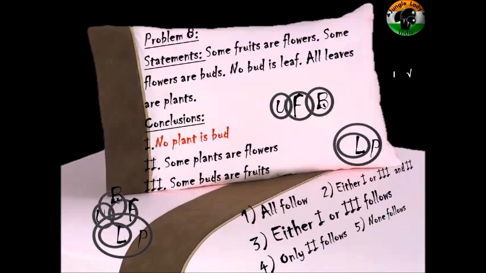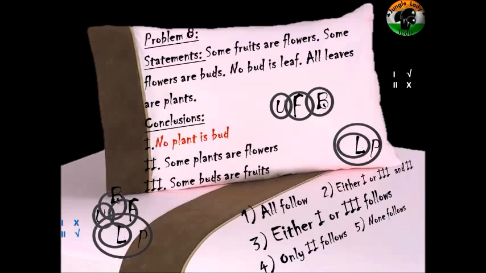So now diagram 2, no plant is bud. So look at the diagram down, plant and bud. No plant is bud. No, I have an intersection there, right? P and B, I have an intersection. So no plant is bud is a wrong thing. So 1 is wrong. Next conclusion is some plants are flowers. So look at the diagram 1, top diagram, P and F, they are separate, but the conclusion is some plants are flowers, so obviously it is wrong. Now look at the diagram 2, bottom diagram, conclusion 2, some plants are flowers, P and F, yeah, they are related, so it is tick.